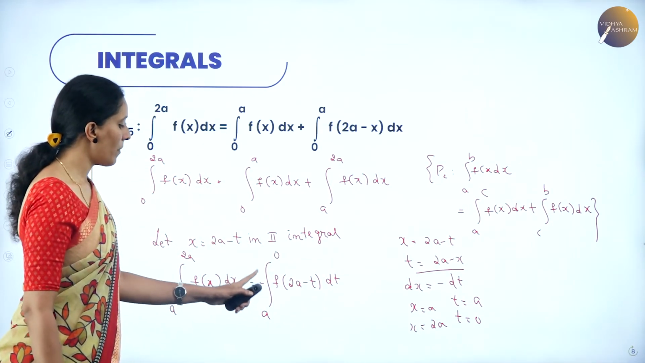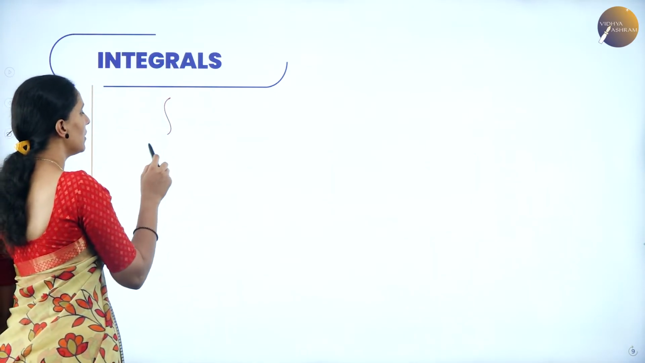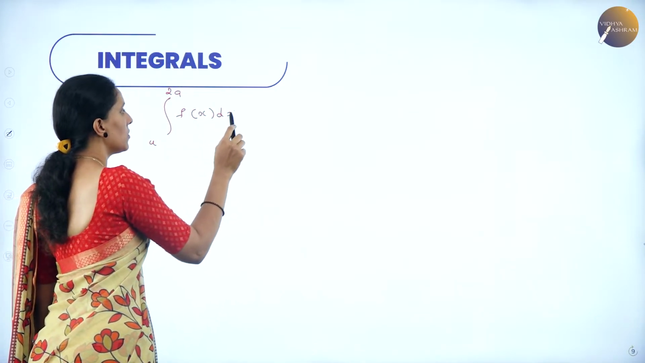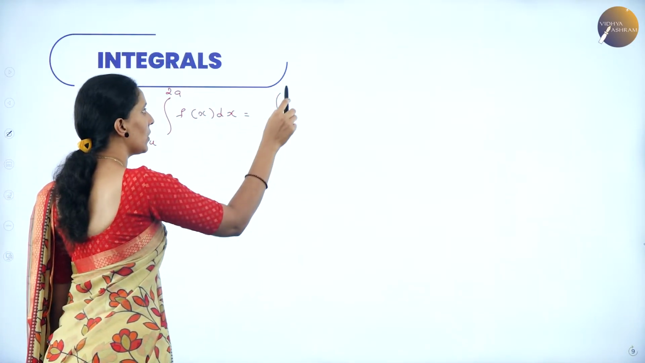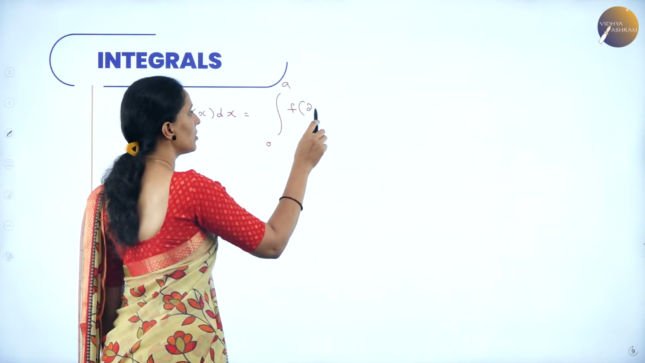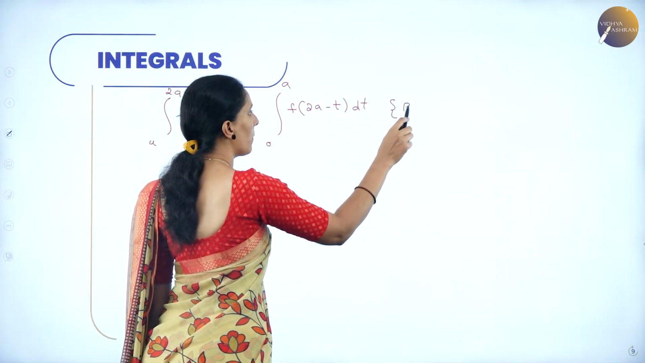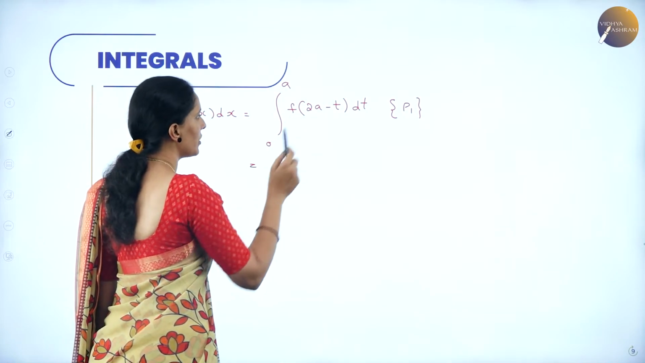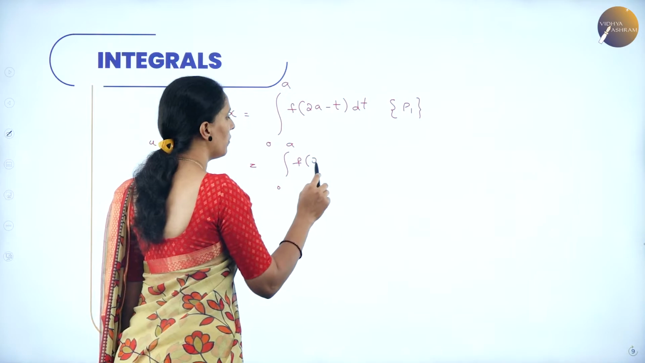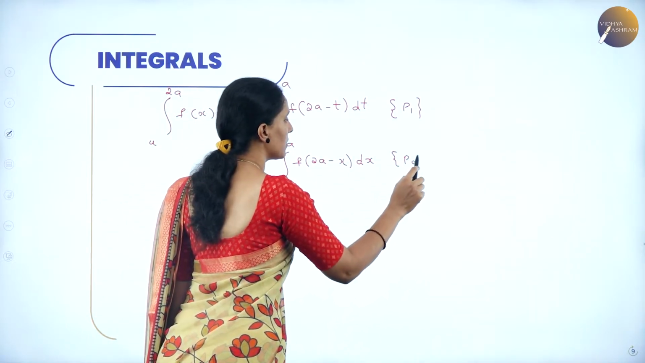So now here I have minus integral a to 0. So to make it positive, I will take it as 0 to a f of, what is the value inside the function? 2a minus t dt. So this is using property 1. Next again change the variable here. So this becomes 0 to a f of 2a minus x dx. So this is using property P0.